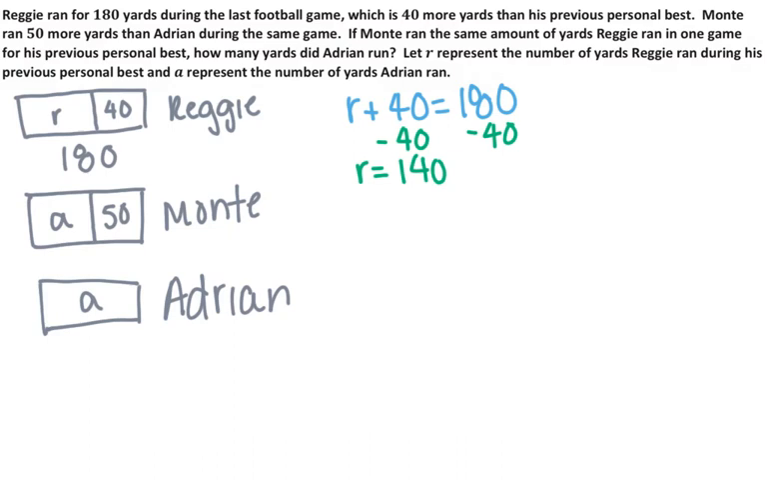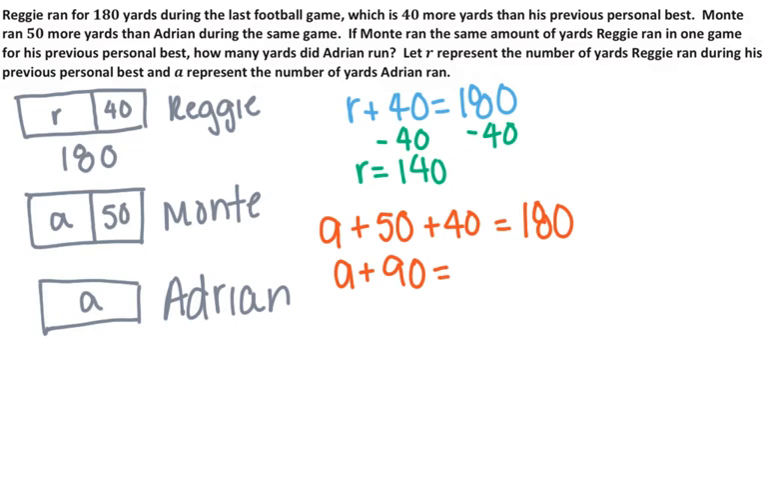So we're going to have A plus 50, but he also ran the same amount of yards as Reggie's previous best, so we're also going to add in that 40 yards, and then it is equal to 180. So we can combine the 50 and the 40 for a total of 90. So now we're going to have A plus 90 is equal to 180, and now we can subtract 90 from both sides. So we are going to have A is equal to 90. So Adrian ran 90 yards.